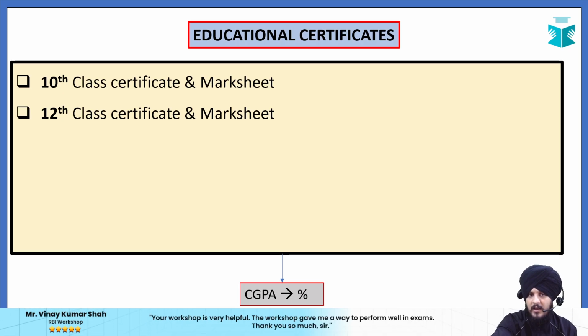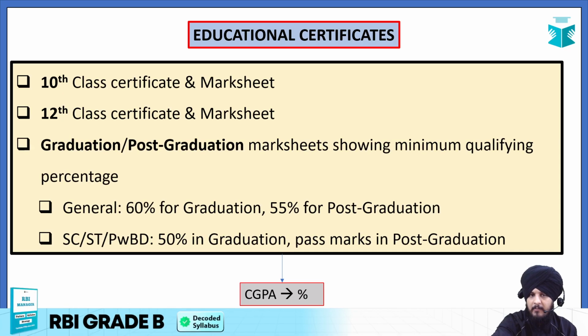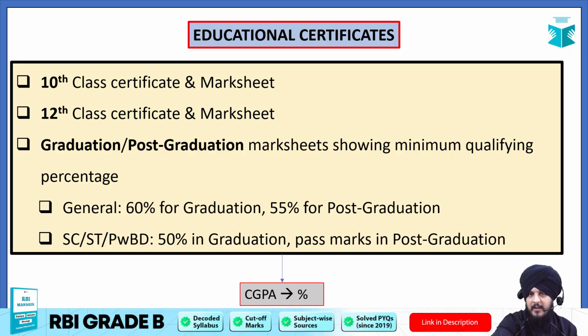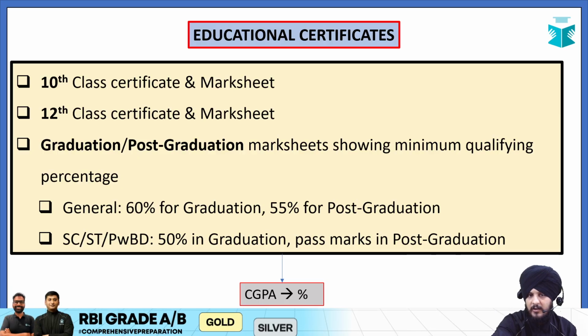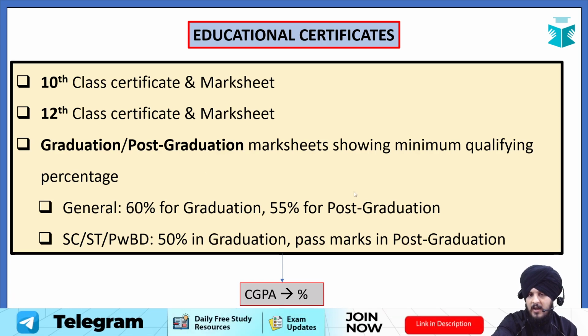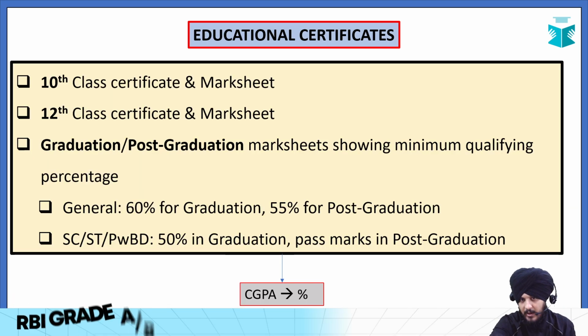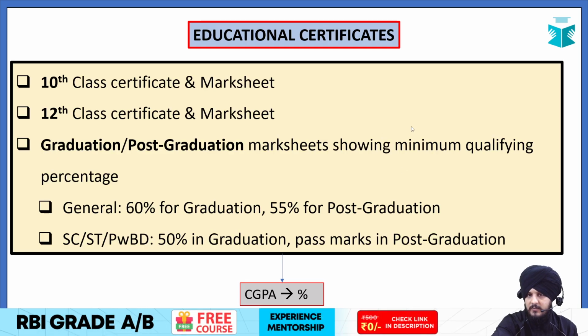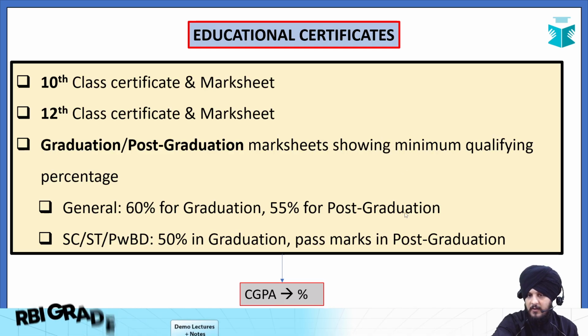Now apart from that, we know that the primary criterion to appear for the RBI Grade B examination is either graduation or post graduation. For graduation, the minimum percentage of marks is 60%, and if you're applying through a post graduation post, then the eligibility marks is 55%. So of course you need to carry the original documents with respect to them too for the sake of verification.